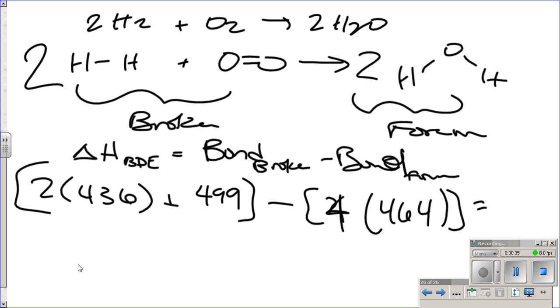Wait, why is it 4? Because there's 1, 2, and then 1, 2. Mental math for this one, the values were somewhat close on this one. It was about a spread of 40 kilojoules. So you just have to be a little bit more careful with your mental math, not too much estimation.